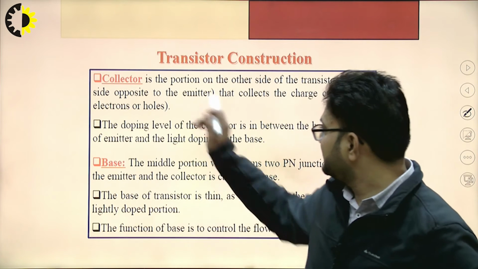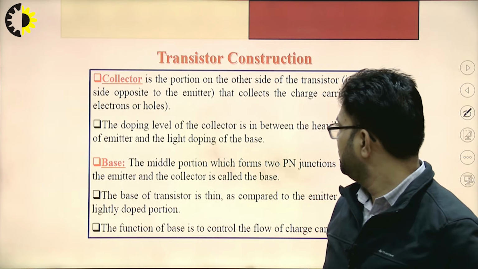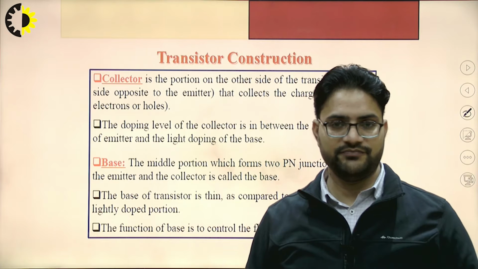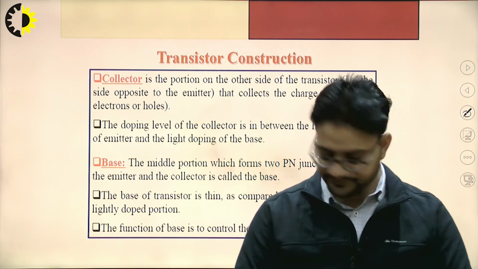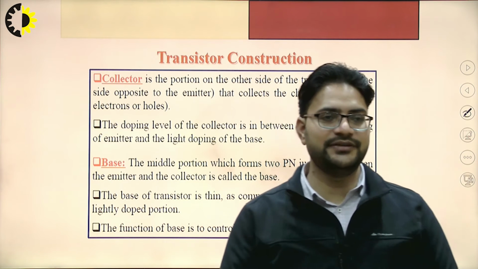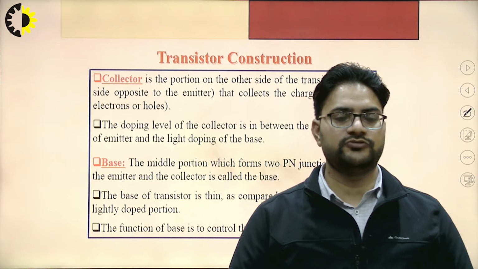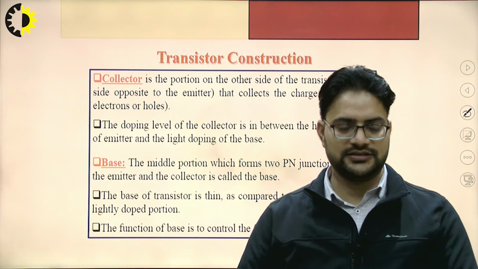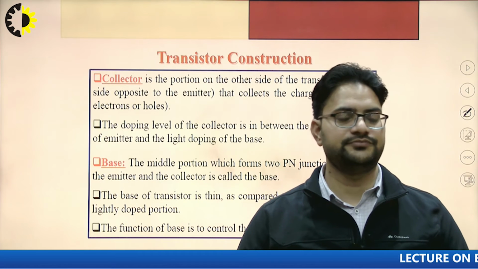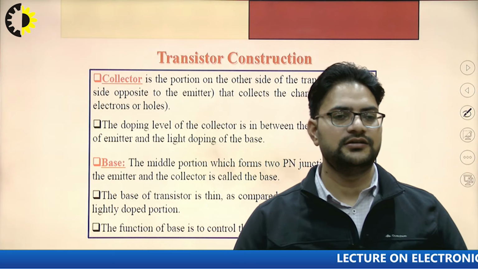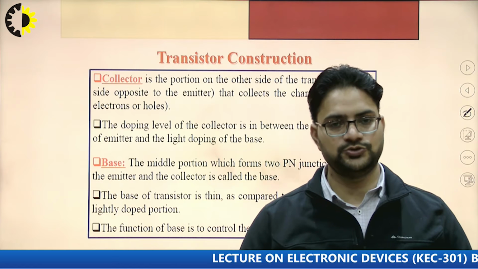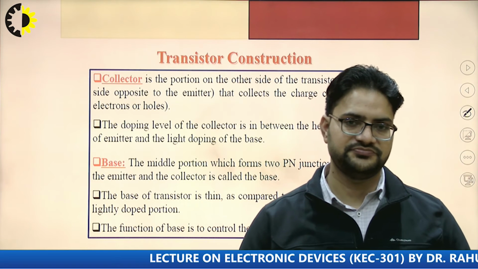Next is collector. I have already discussed the major application of the collector, right? Next is base. Base is actually the middle portion of the transistor, right? Base is very lightly doped and very thin. So what does the base do? Base is actually used to control the flow of the charge carriers, right?